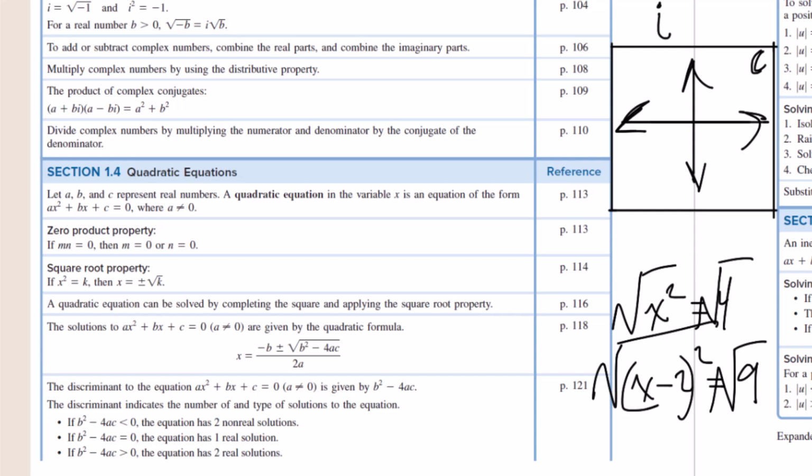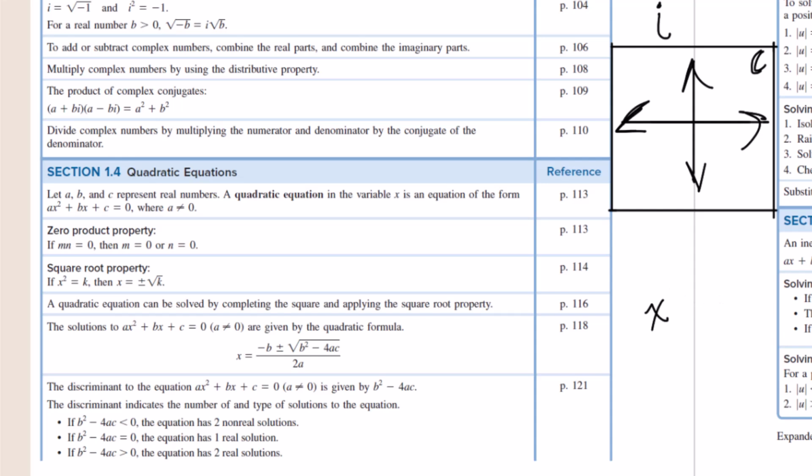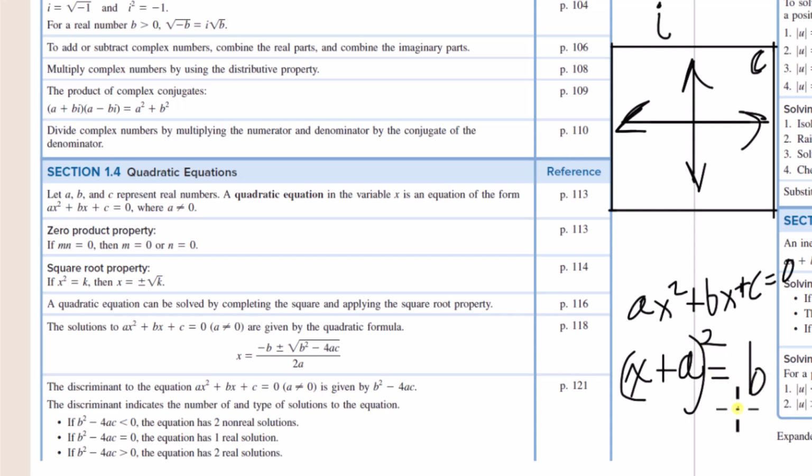Okay, and so with that, if you want to solve any general quadratic equation, you can use the process of completing the square combined with this square root property to solve it. Because you can take any quadratic like this and complete the square. And in general, what you're going to get is x plus some constant squared is equal to some other constant. And so you can apply the square root property and solve it.